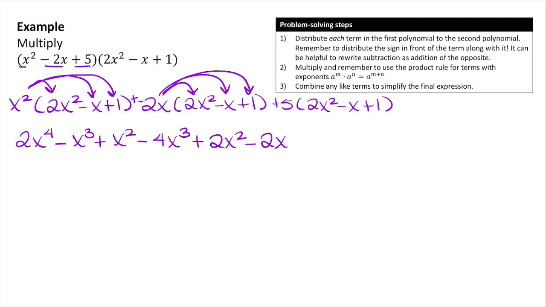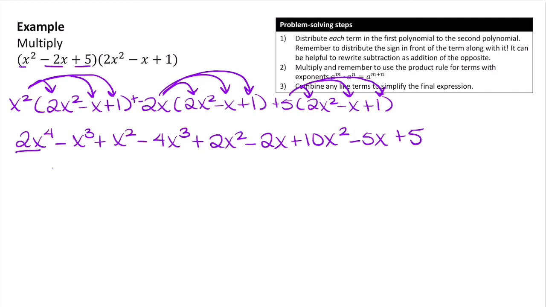Now for the last set. So I do 5 times 2x squared, which is plus 10x squared. And then minus 5 times x, which is 5x. And then plus 5 times 1, which is just 5. Now let's go through and collect all of our like terms.